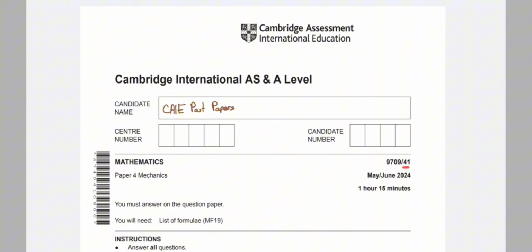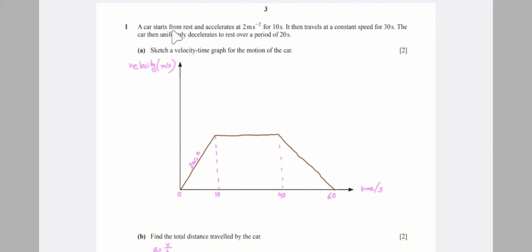Number 1. A car starts from rest. So since it starts from rest, initially the velocity is 0, and it accelerates at 2 meter per second square for 10 seconds.